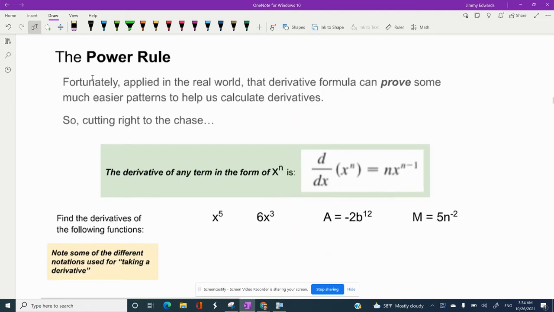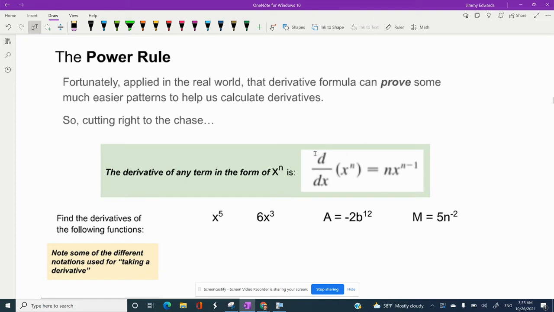Okay, so amazing. The power rule. Fortunately, applied in the real world, that derivative formula that we just got scared by can prove some much easier patterns to help us calculate derivatives. So let's cut right to the chase. The derivative of any term in the form of x to the n, and x to the n just means any monomial that is in polynomial form, like x to the 5th, or 6x cubed, or negative 2b to the 12th, or 5 times n to the negative 2. These are all examples of monomials or terms that can be found with the derivative by this rule here.